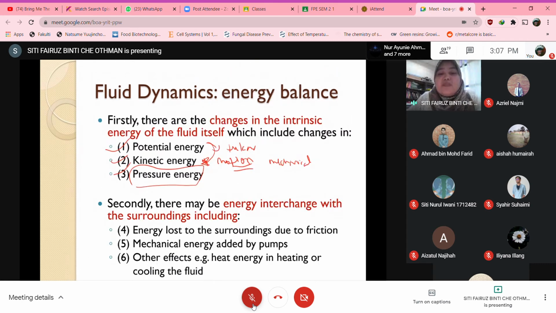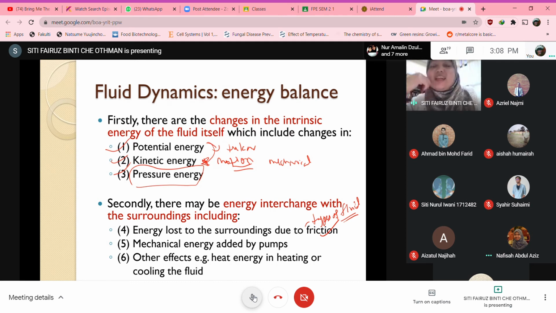Alright, secondly, there may be energy interchange with the surrounding, like energy lost to the surrounding due to friction. This is very highly depending on the types of fluid lah. Okay. There are different types of fluid. Nanti later by the end of this particular lecture, or maybe I ask you to do an assignment on that lah. Alright, nanti you will know actually, have you heard of Newtonian fluid dengan non-Newtonian fluid? Pernah dengar tak?